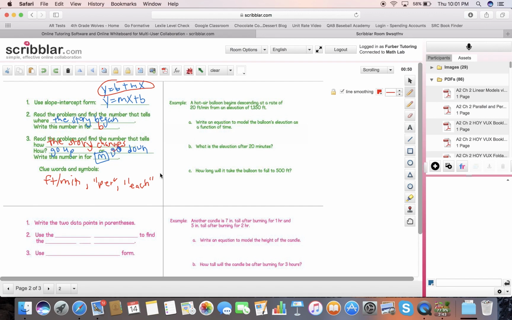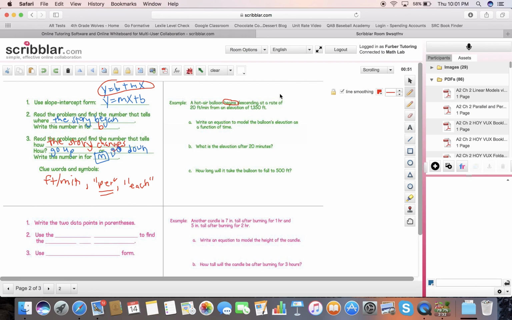A hot air balloon begins, there's a clue word for your starting point, begins descending, so it's already been in the air, but when it begins to descend, it descends at a rate of 20 feet per minute. That's what the slash means. So there's your word per. That indicates your rate of change. Where does it begin descending from? Well, it says from an elevation of 1,350 feet.